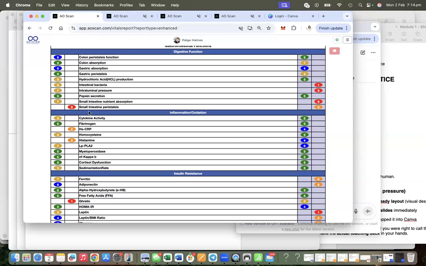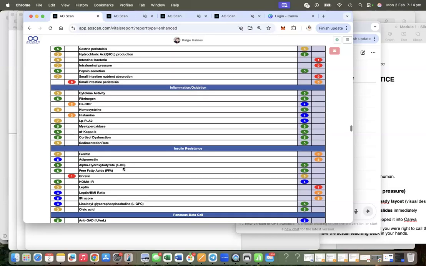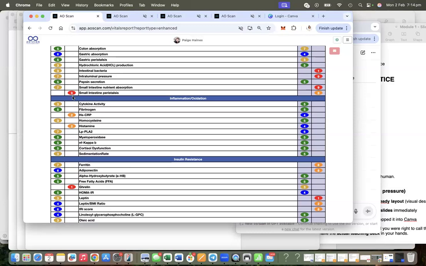So you can see here my peristalsis. That's the small intestine and how it moves the food through. Yeah, that small intestine. It's not great. Okay. For me at the moment, we've got some histamines showing up in my inflammation.